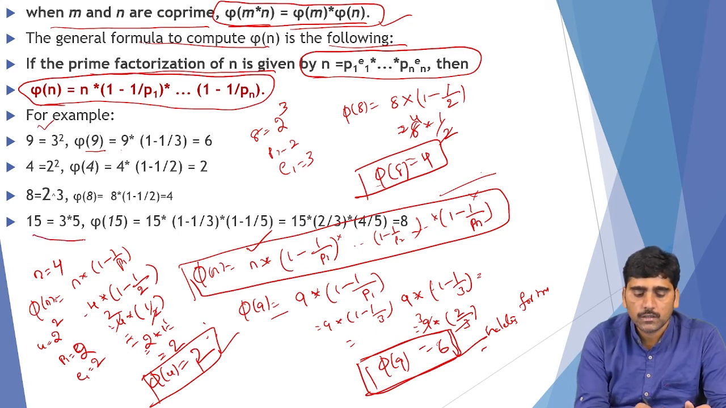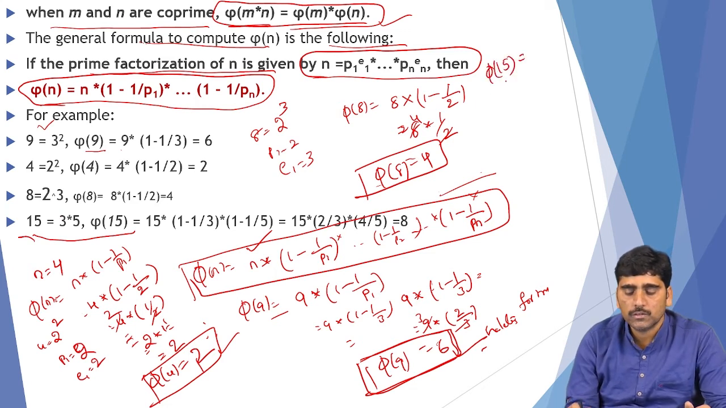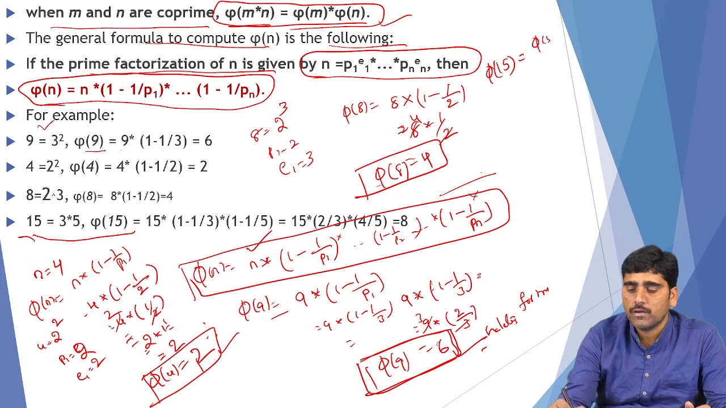And also you can say that for 15, phi of 15 equals phi of 5 into phi of 3. Here n equals 15, and you can write it as 3 power 1, 5 power 1. So you can substitute them into this formula.